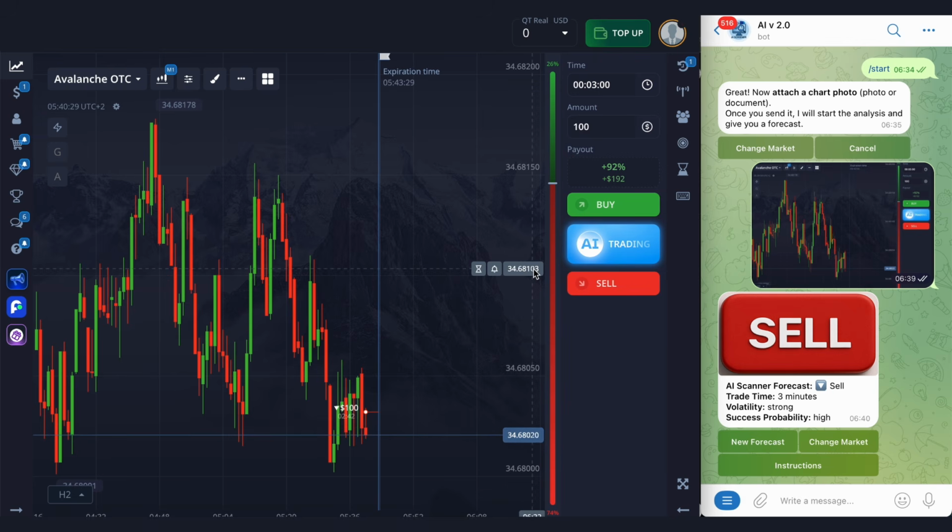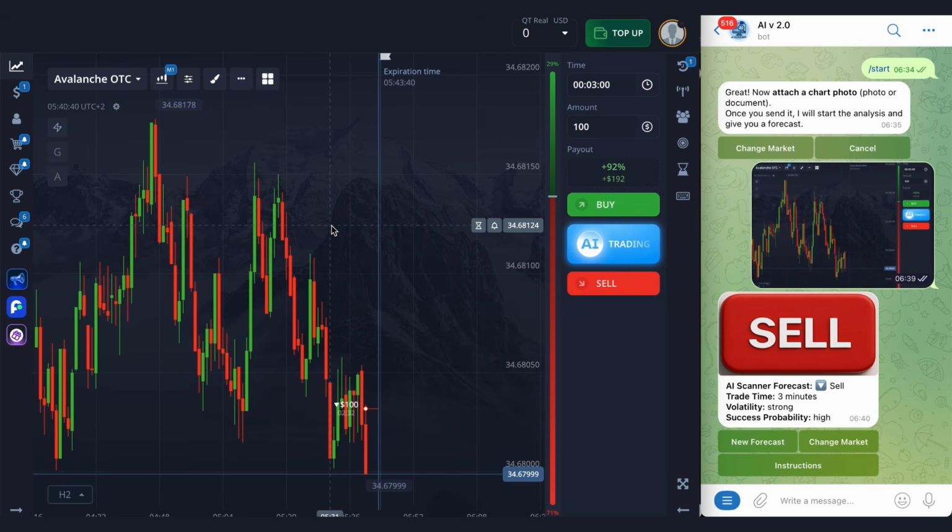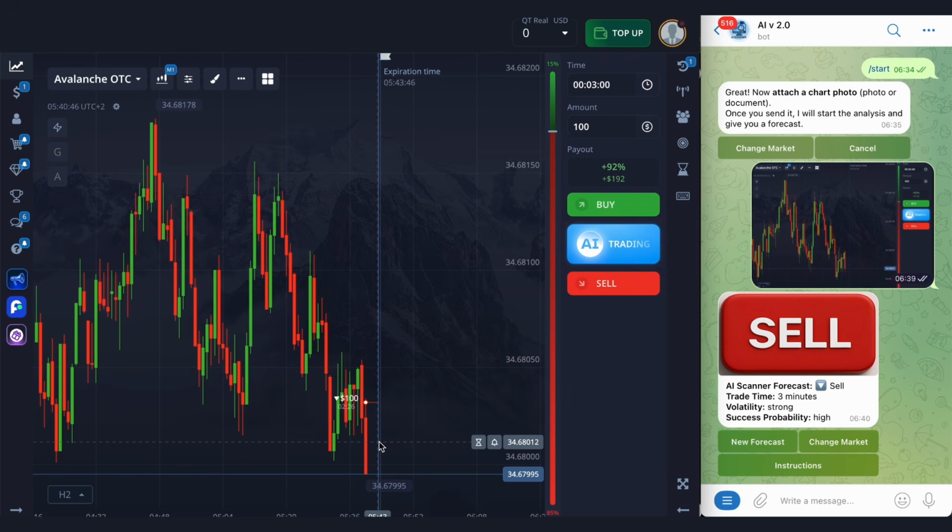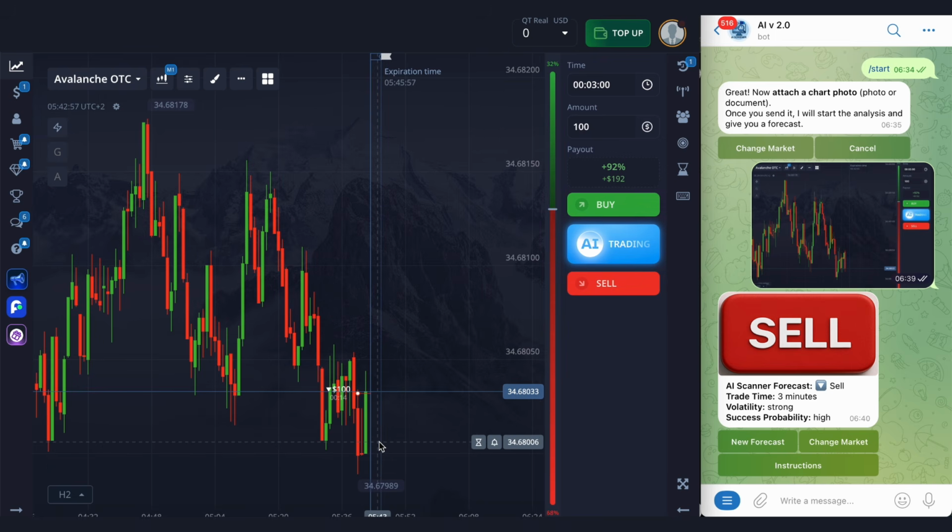Once again, this is your AI screener version 2.0, predicting this to be a sell on 3 minutes time, Avalanche OTC. That's our first trade for this session. We're going to hold on tight and see how this plays out. On our timer, we have 2 minutes 29 seconds left. Holding on, ladies and gentlemen. Alright, 14 seconds left on the timer.